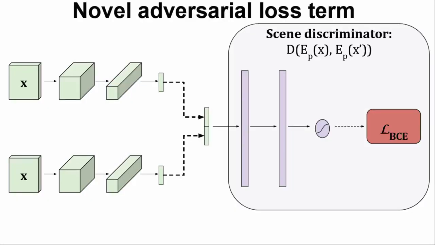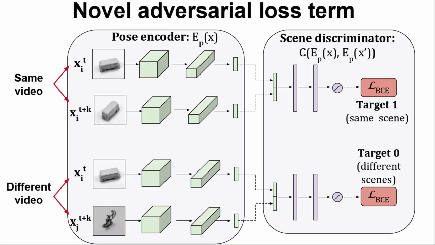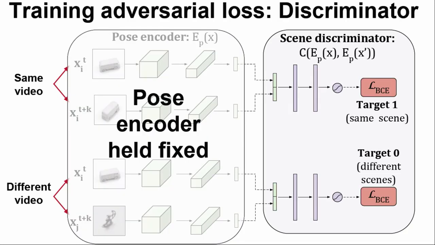The adversarial loss is defined by a fully connected neural network, which we call the scene discriminator, that's going to take as input a pair of pose vectors. The pair of pose vectors is either extracted from the same video clip or a different video clip, and the scene discriminator is trained to differentiate between these two conditions with a binary cross-entropy loss. When the scene discriminator is being trained, the gradients don't flow to the pose encoder, it's held fixed, just as in a standard GAN training framework.